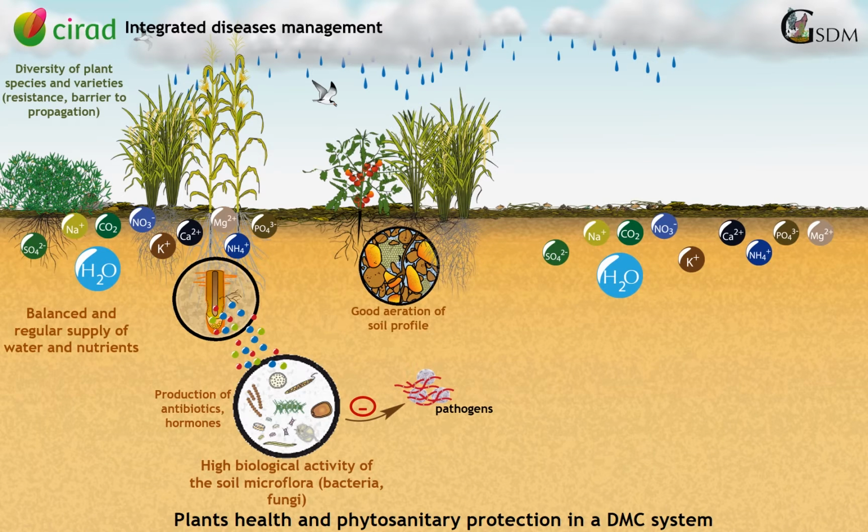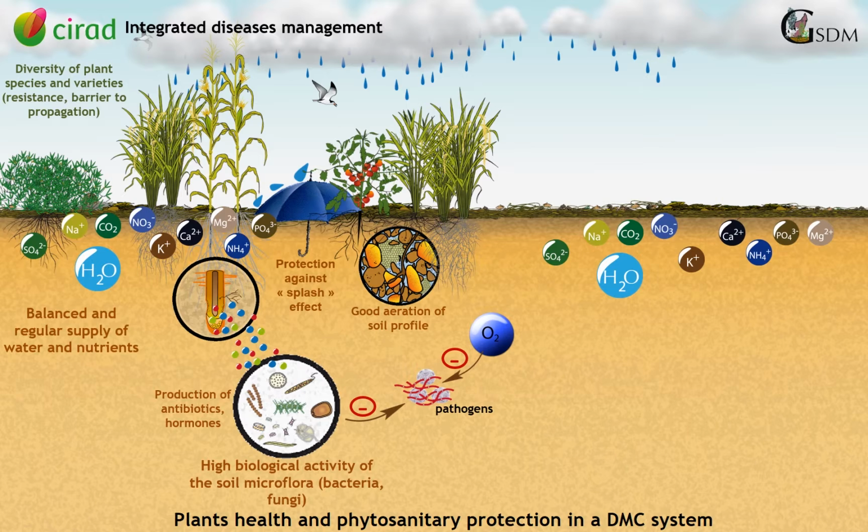Good oxygenation of soil profile also contributes to the inhibition of pathogens, as they are mostly anaerobic. Furthermore, the splash effect, which consists in the projection of contaminated soil under the crops left by raindrops, does not occur anymore with the permanent soil cover. All of these conditions prevent the occurrence of diseases in DMC systems.